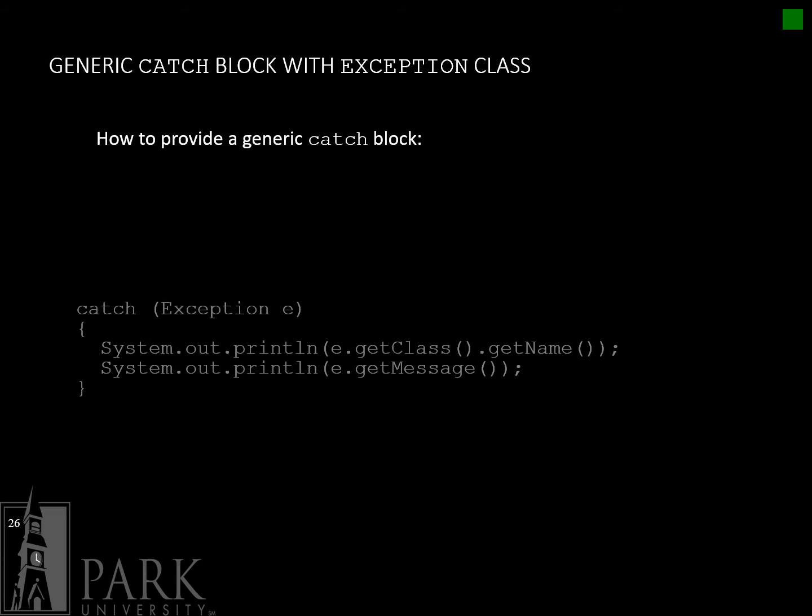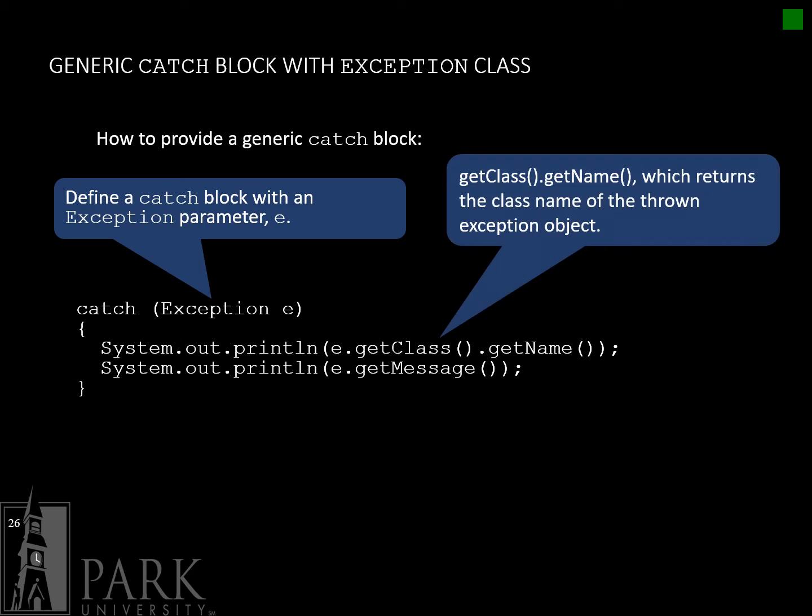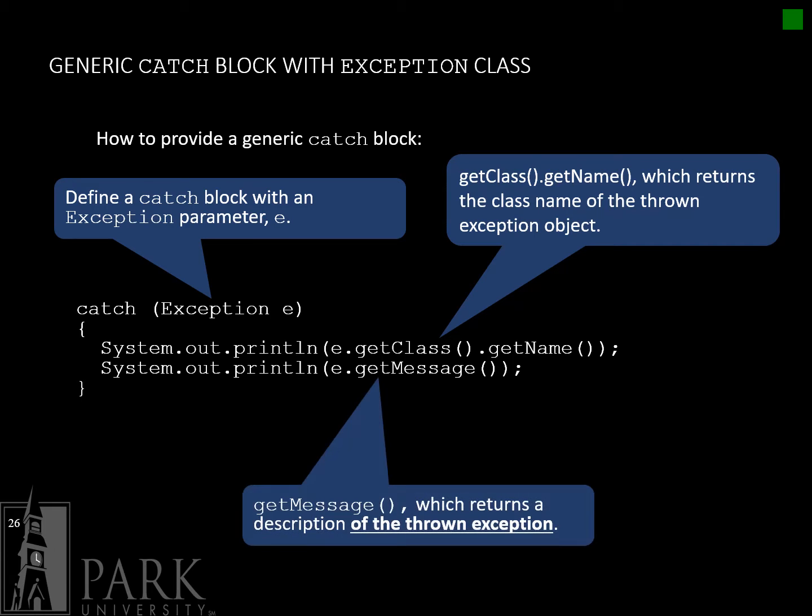Here's how we go about providing a generic catch block. And it's actually pretty easy. All we really need to do is define a catch block with an exception parameter e. Now, optionally, you can use the exception parameter e to access some useful data. We can use the getClass().getName() method to return the name of the class that threw the error. Additionally, we can use the getMessage method, which gives us a description of the thrown exception.